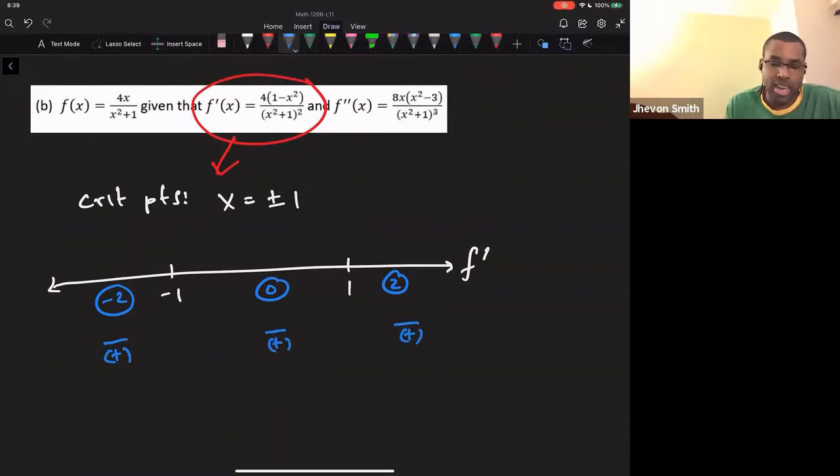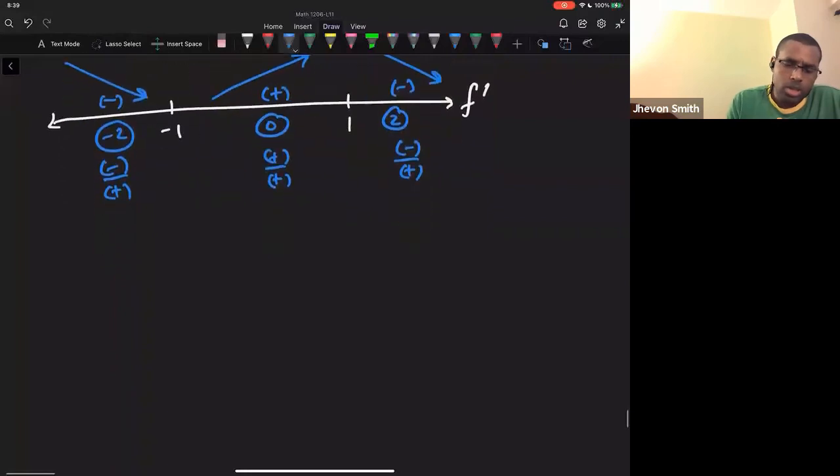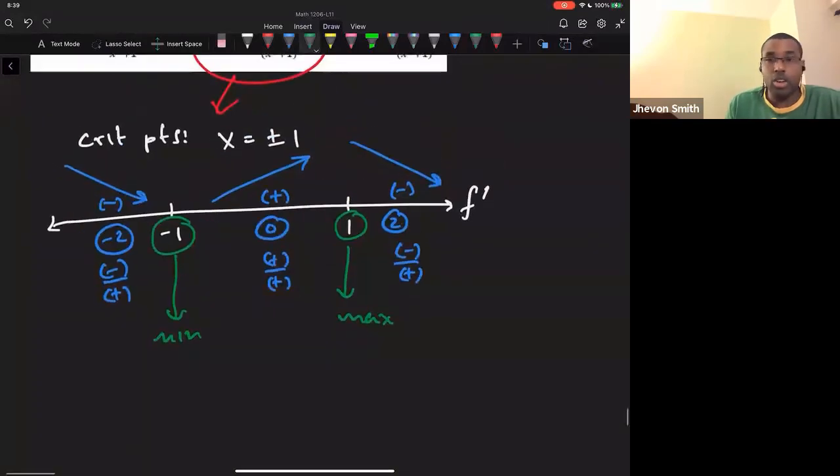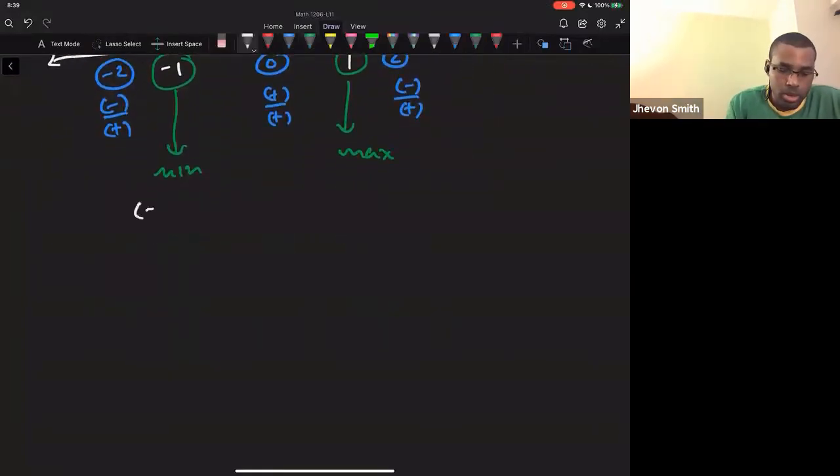If I plug in negative 2 for my x, that's going to be negative. Same if I plug in positive 2. If I plug in 0 for my x, that's going to be positive. This is negative, this is positive, this is negative. This is decreasing, increasing, decreasing. So it looks like this guy here is a min, and this guy here is a max, because they're in the domain and you're decreasing and then increasing, then decreasing.